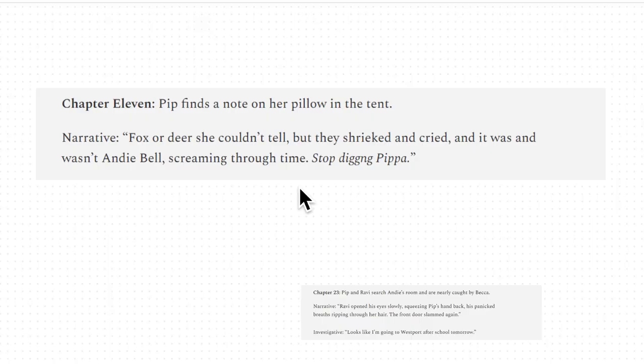The last line here about Andy Bell screaming through time reads to me like a dramatization of the story's current state of injustice. So the victim, Andy, screaming through time for vindication, for truth, for consequences, for justice. And it's really emphasizing here again where we're sitting on the value scale and the importance of the investigation.